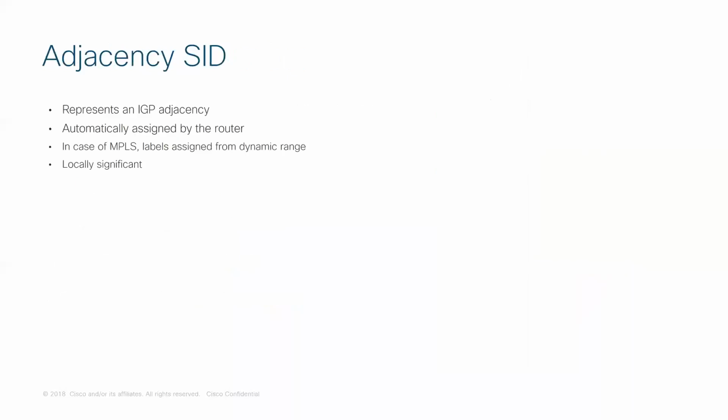So adjacency SID represents an IGP adjacency. It doesn't represent a link exactly. So if you have two links between two routers, only on one link you have OSPF enabled or ISIS enabled. On the other link you don't have anything enabled. In that case, only on that link where the IGP adjacency is present, the adjacency SID is allocated. It does not mean that for all links on the router it will allocate.